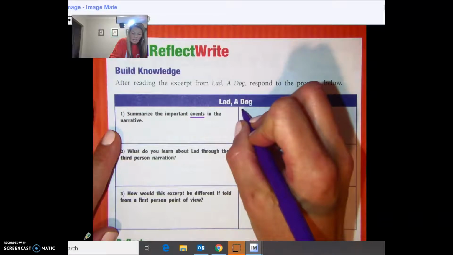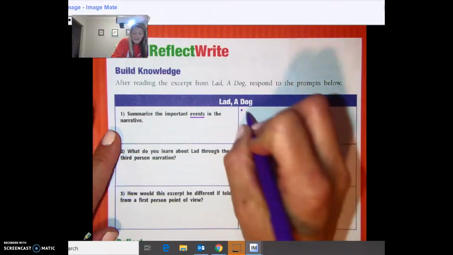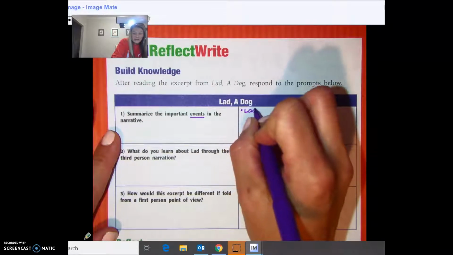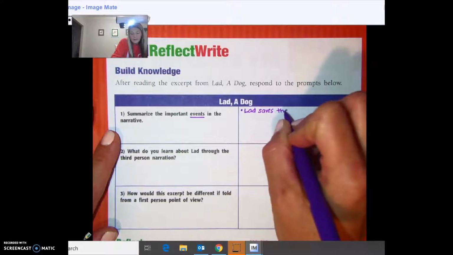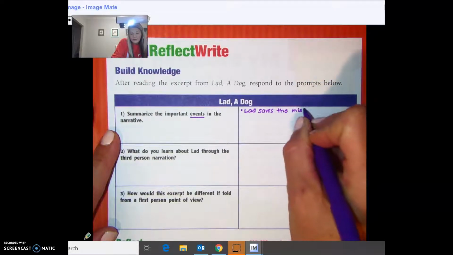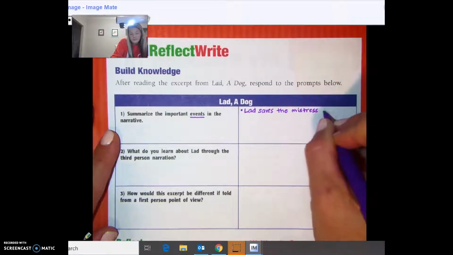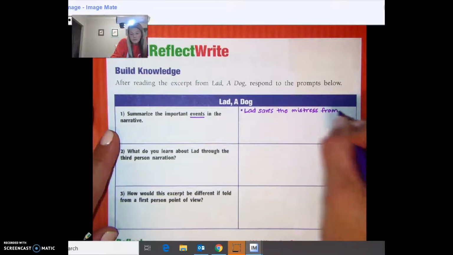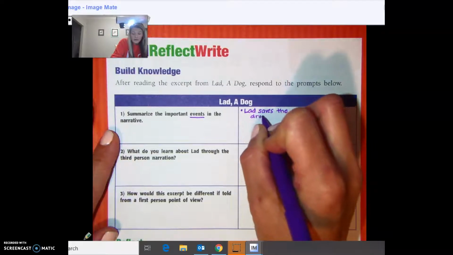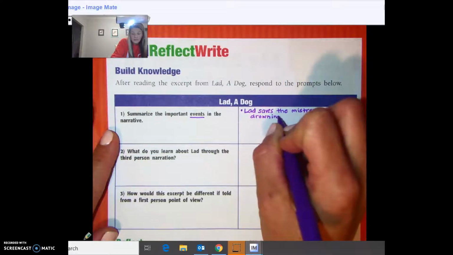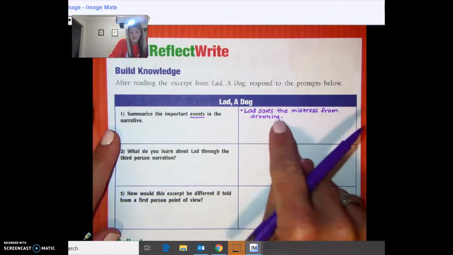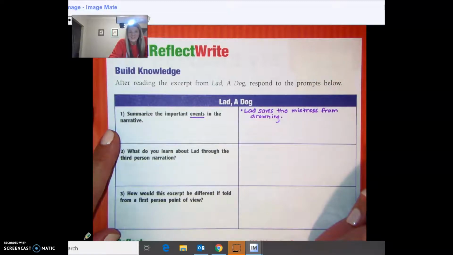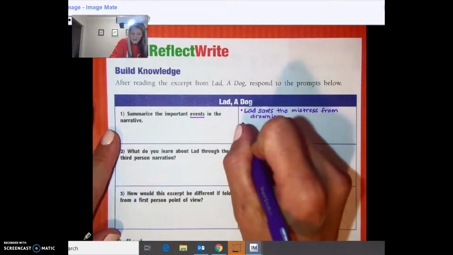So the first major event we have is that Lad saves the mistress from potentially drowning. Okay? Then, once we have Lad saves her from drowning, which is kind of two events in one, right? The mistress is drowning, and then Lad saves her. But don't you love how we combine that into one sentence so you don't have to write two?